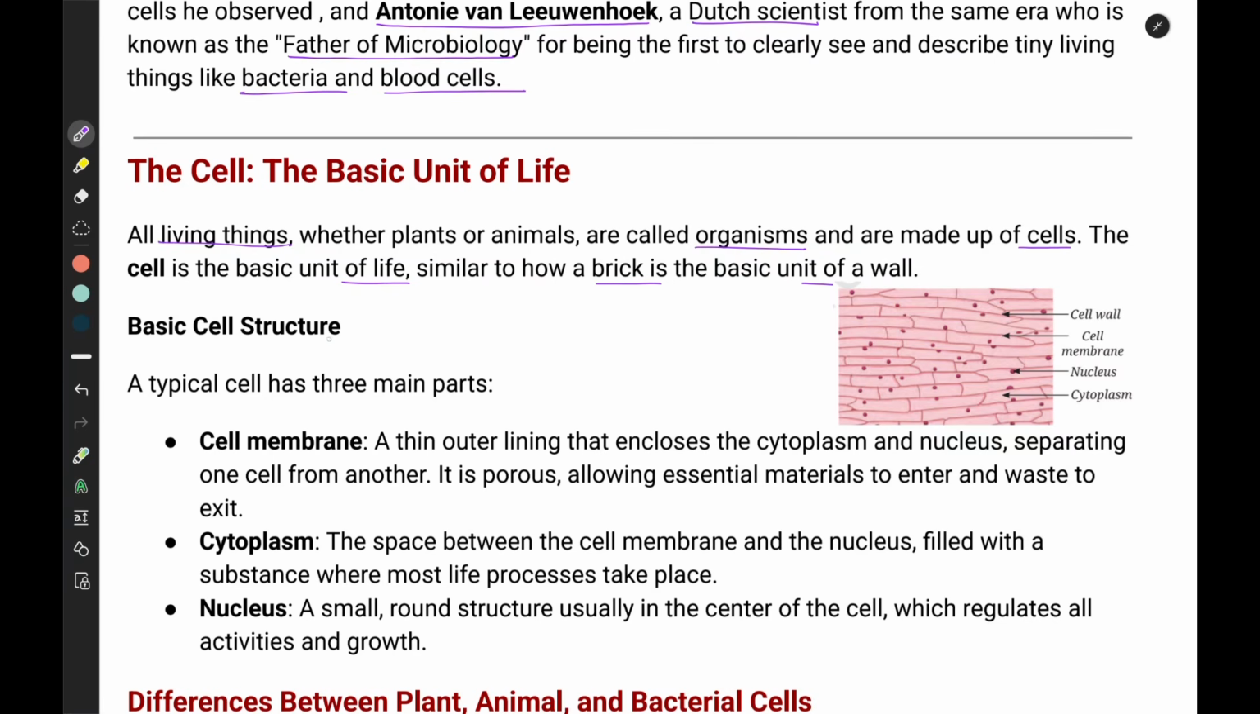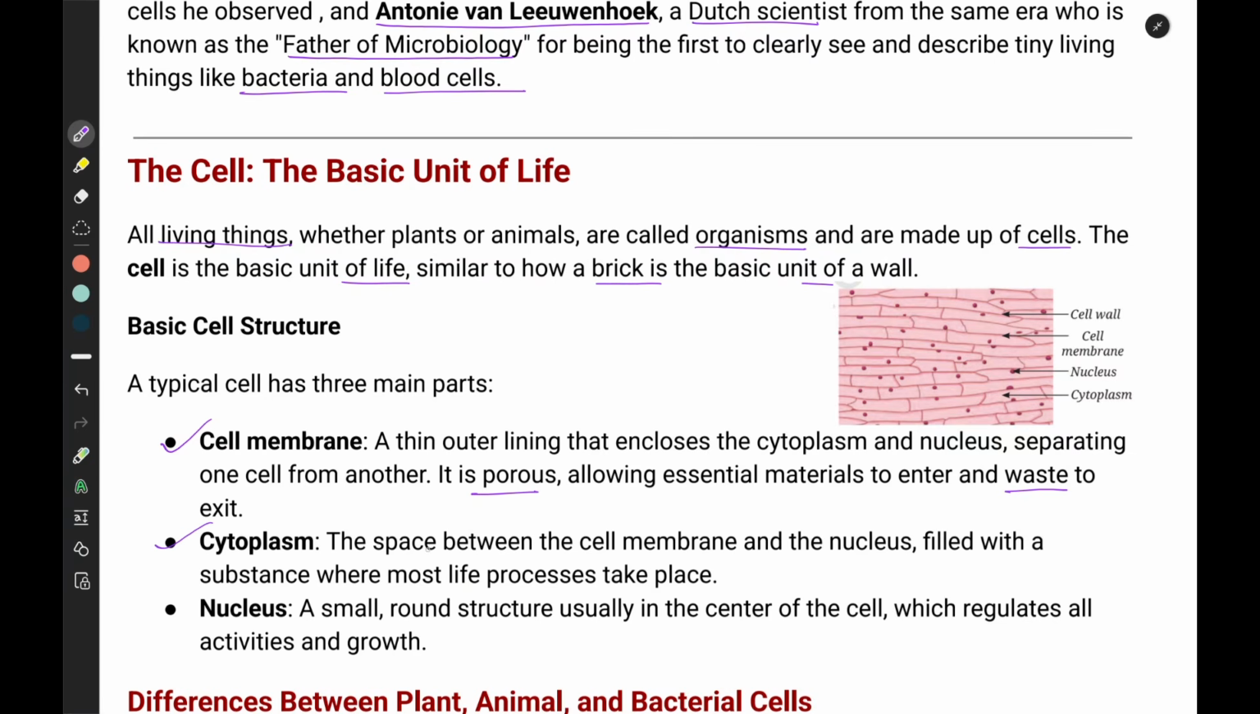Basic cell structure. A typical cell has three main parts. Cell membrane, a thin outer lining that encloses the cytoplasm and nucleus, separating one cell from another. It is porous, allowing essential materials to enter and waste to exit.